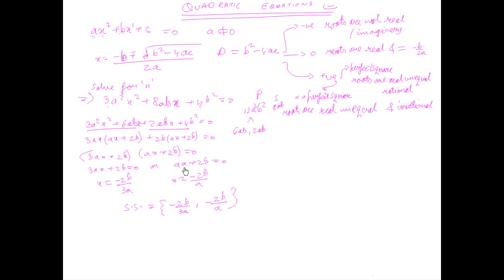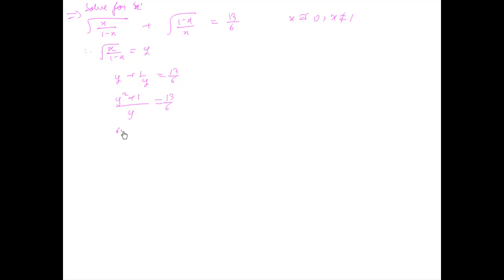Let's see another example, children, of this kind. Question says, solve for x: root of x upon 1 minus x plus root of 1 minus x upon x is equal to 13 by 6. x is not equal to 0 and x is not equal to 1. For that case, children, what we're going to do is substitution. Take root of x upon 1 minus x is equal to y. Then y plus 1 upon y equals 13 by 6. Take LCM, cross multiply. Thirty six is the product, so it's 9 and 4. 6y squared minus 9y minus 4y plus 6 equals 0.